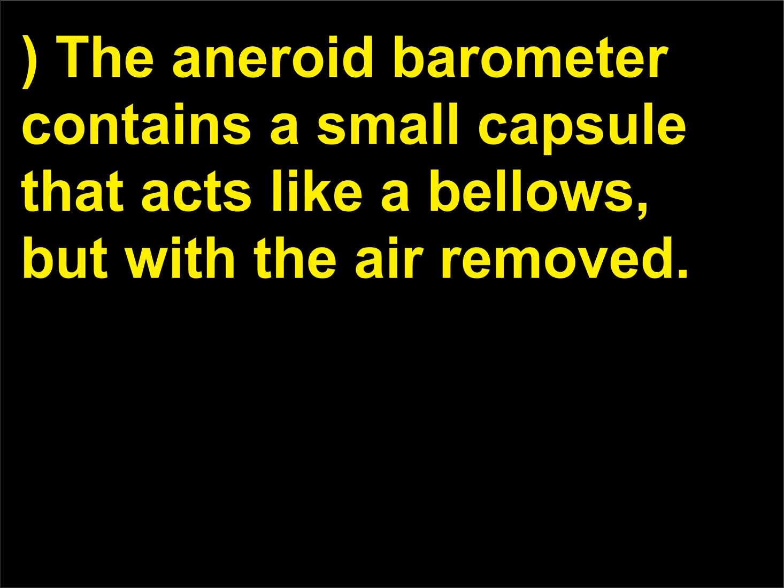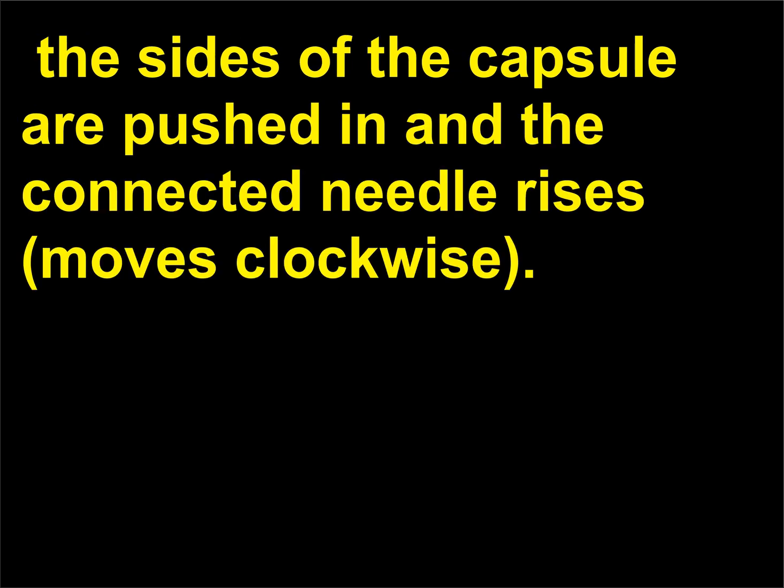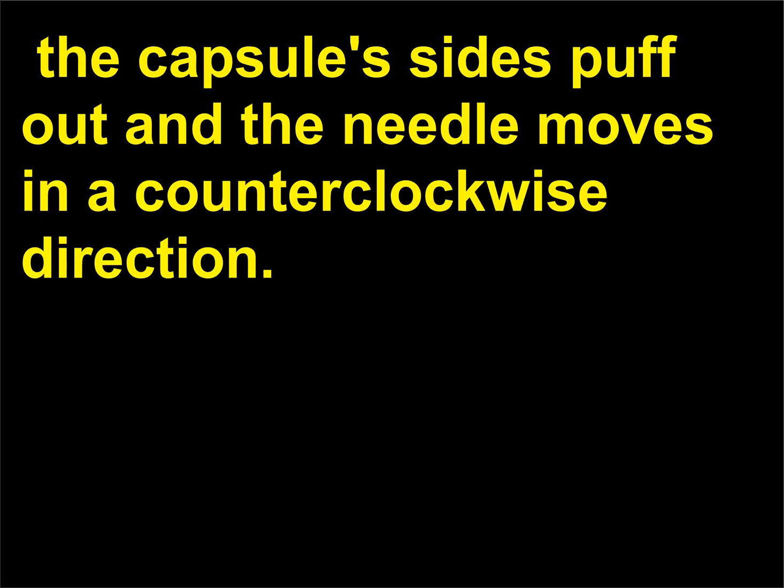The aneroid barometer contains a small capsule that acts like a bellows, but with the air removed. When the air pressure increases, the sides of the capsule are pushed in and the connected needle rises, moves clockwise. When the air pressure decreases or falls, the capsule's sides puff out and the needle moves in a counterclockwise direction.